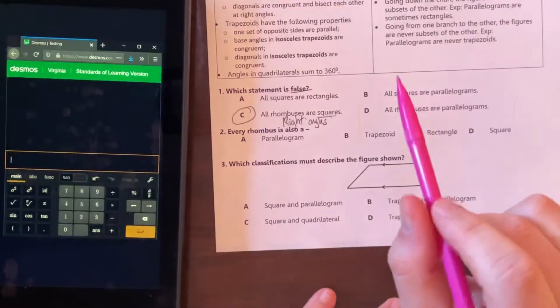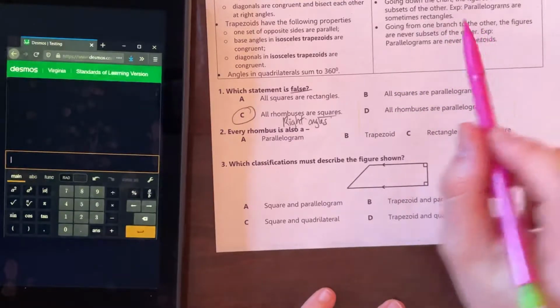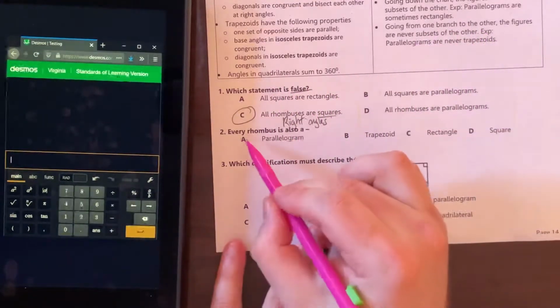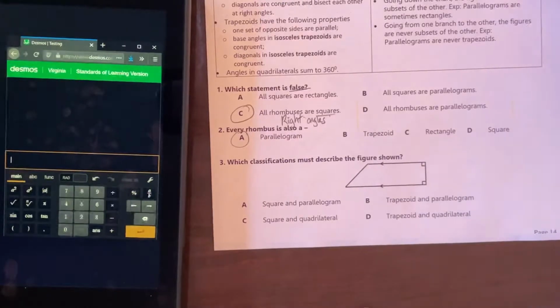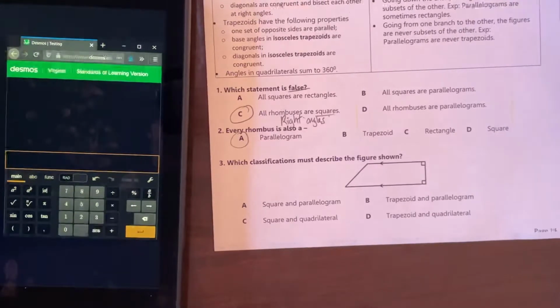For number two, it says every rhombus is also, and we'd say it is also a parallelogram. Again, it's 4 sides since it's a quadrilateral, but those opposite sides are parallel and congruent.